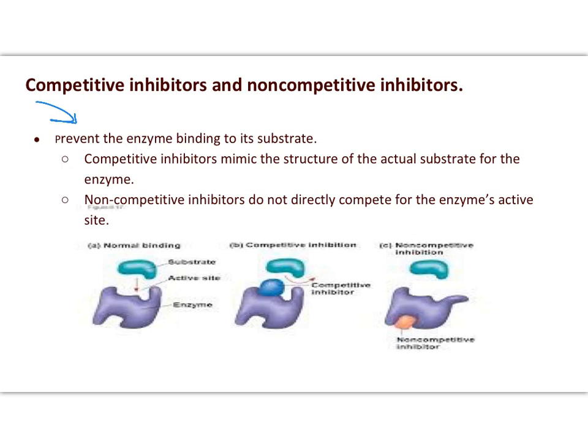So a competitive inhibitor is going to look like or mimic the structure of the actual substrate. And so it is going to directly compete for the active site with the substrate. The competitive inhibitor has the same shape as the substrate, so it can bind to the active site just like the substrate would, and so it will fight the substrate for that active site.